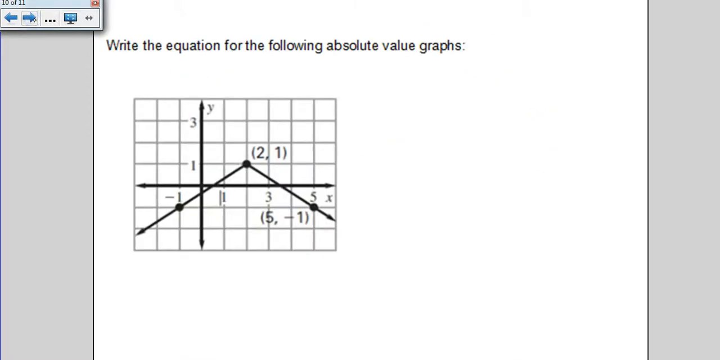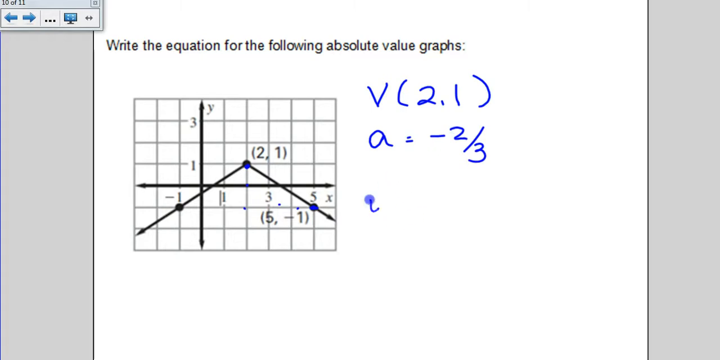This time I'm going to give you a graph, and I would like you to find the equation. So it would probably be helpful if we identify a few things. Let's start with our vertex. The vertex of this graph is at the point 2, 1. And then let's figure out our slope. So if I travel from here to here, and I count, it went down 1, 2, right 3. So it looks like my slope is a negative 2/3.